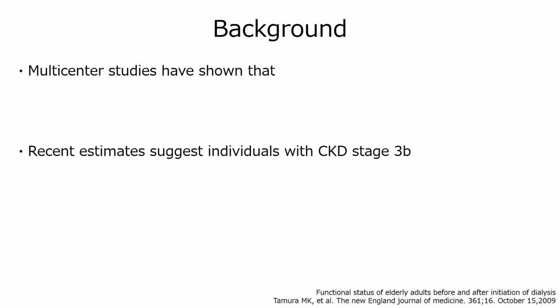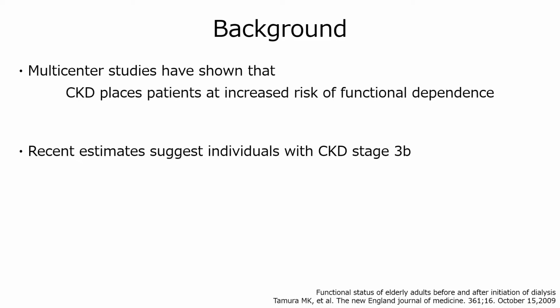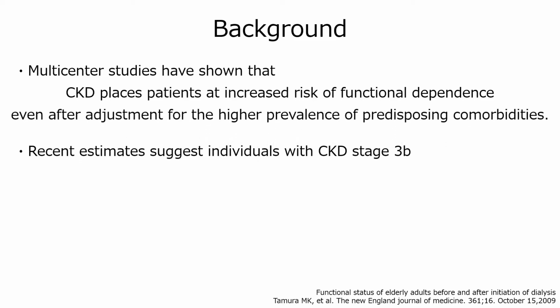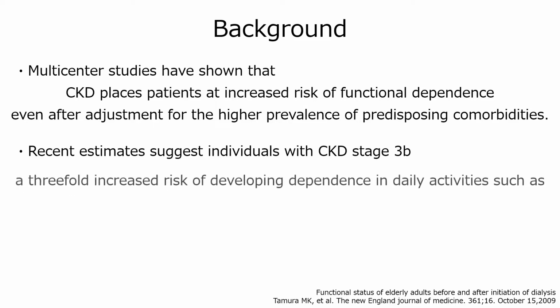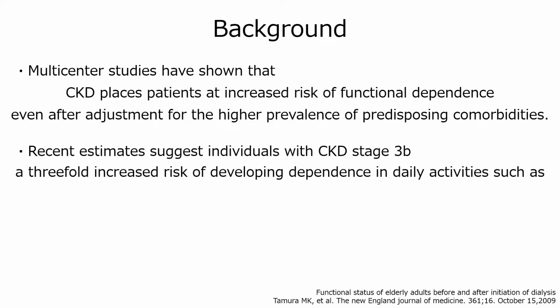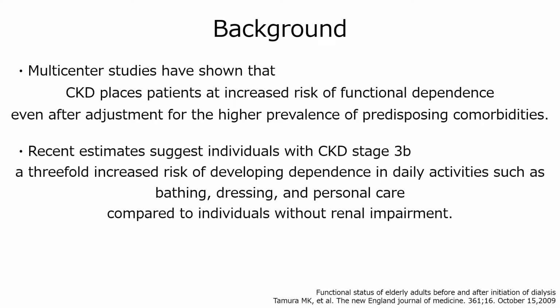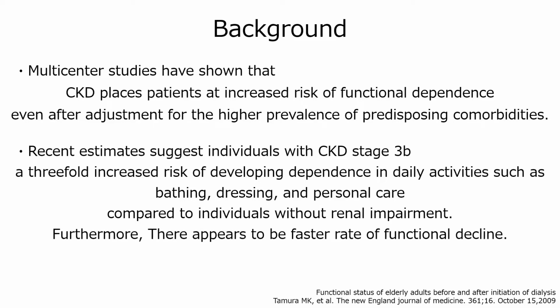Multicenter studies have shown that CKD places patients at increased risk of functional dependence even after adjustment for the higher prevalence of predisposing comorbidities. Recent estimates suggest individuals with CKD stage 3B have a threefold increased risk of developing dependence in daily activities such as bathing, dressing, and personal care compared to individuals without renal impairment. Furthermore, there appears to be a faster rate of functional decline.